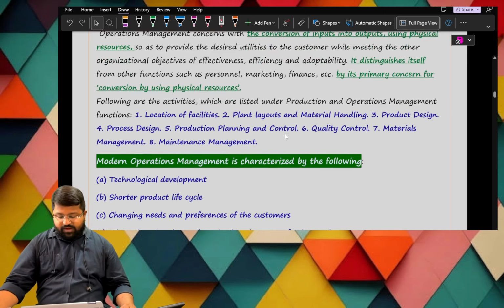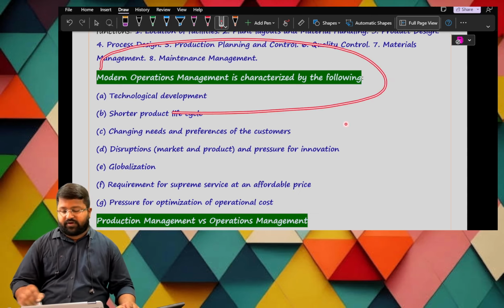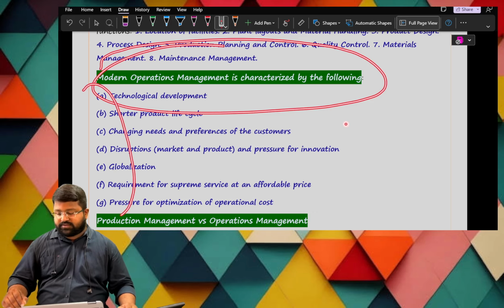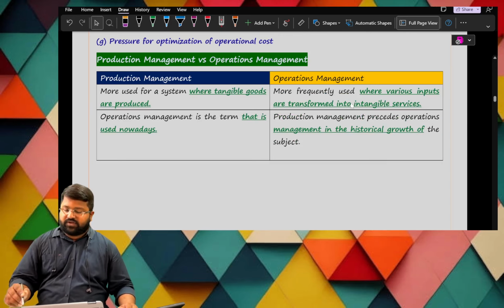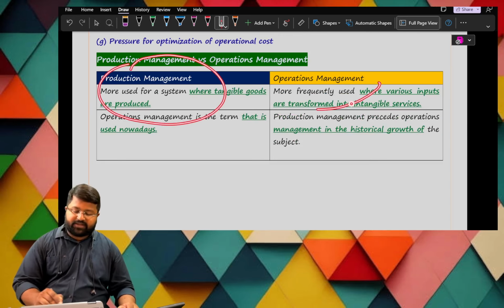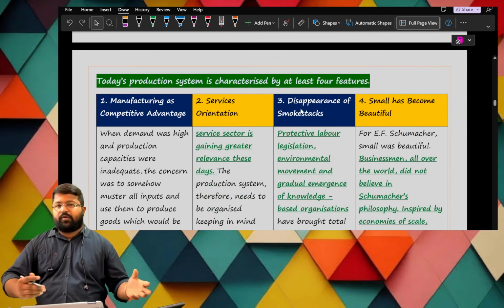Okay. Next, the modern operations. He may ask us this also; this is an area for a question. These are the areas we will cover. Next, differences. What is the difference between production management and operations management? Next, we are going to the next topic now.